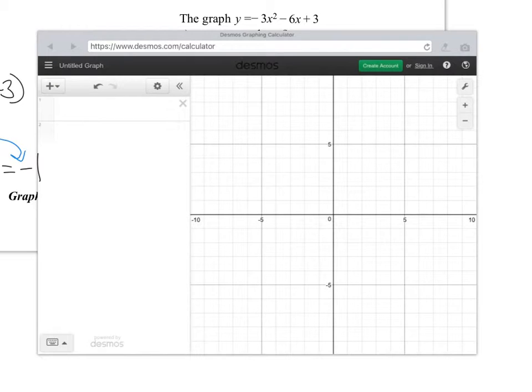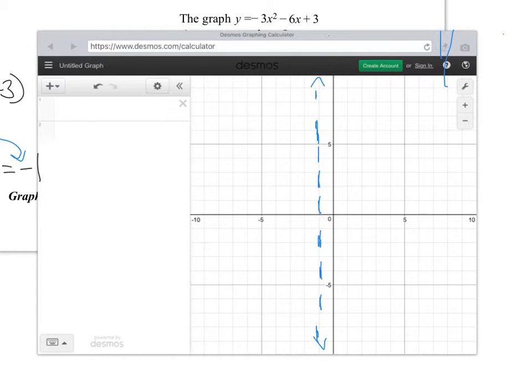Now here's the really cool thing about Desmos. Our vertex is this top point here. If I touch it, it actually will tell me what that vertex is. So it's telling me the vertex is negative 1, 6. That means we also know that our axis of symmetry should go right through here as well, because it always goes through the x part of the vertex.